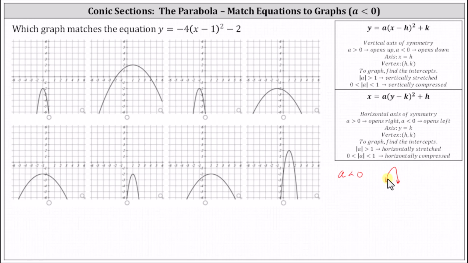Not too helpful in this case because all the parabolas open down, but notice we do have a vertical axis of symmetry. The vertex is the point h comma k, and the equation of the axis of symmetry is x equals h. So now let's find the vertex from the equation.